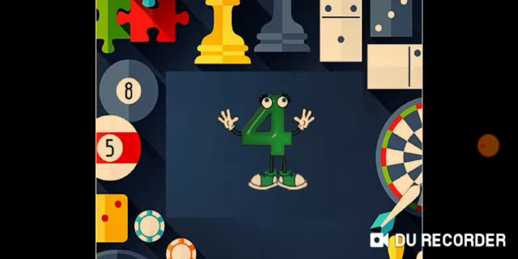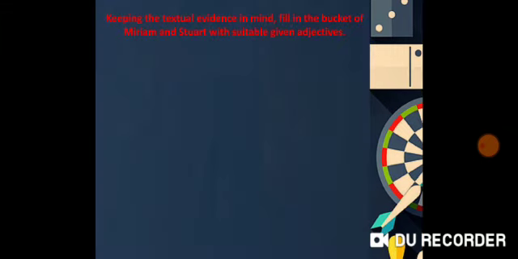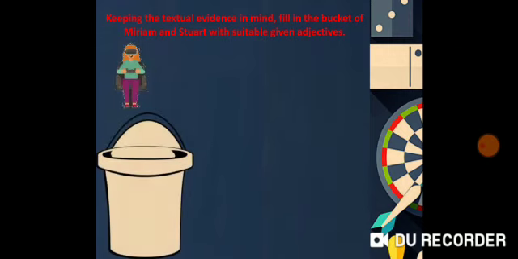Okay. Now activity number 4 is related to text traces. Let's do this. Keeping the textual evidence in mind, fill in the buckets of Miriam and Stuart with suitable given adjectives. If you remember, we did the character sketch, and some adjectives related to that we did in one of the videos. So just revising those, you can do this easily.